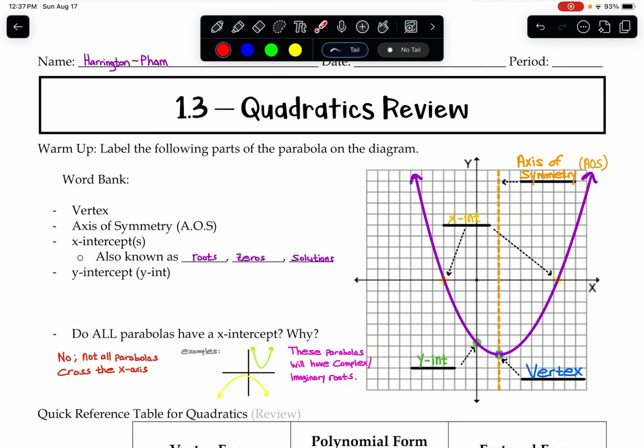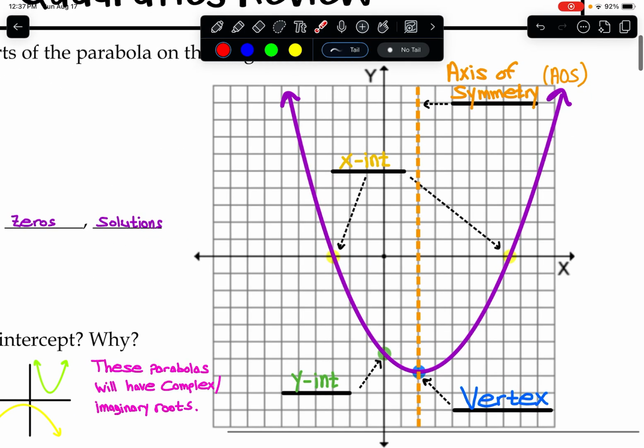Hello everyone. So in this lesson we're really just going to focus on doing a really quick review over quadratics as a whole. There's going to be a ton that goes into quadratics, but because this should really be a review, I'm just going to kind of graze over a lot of this. Just getting started, we're going to look at a parabola in its different parts.